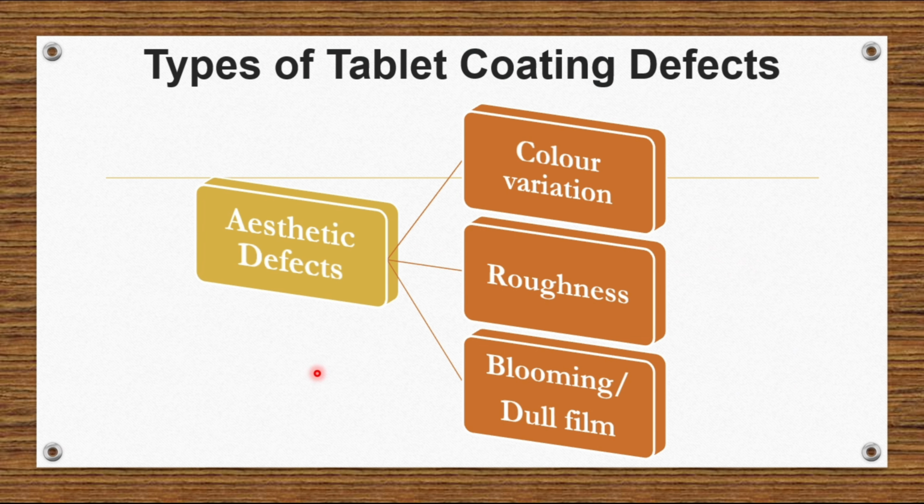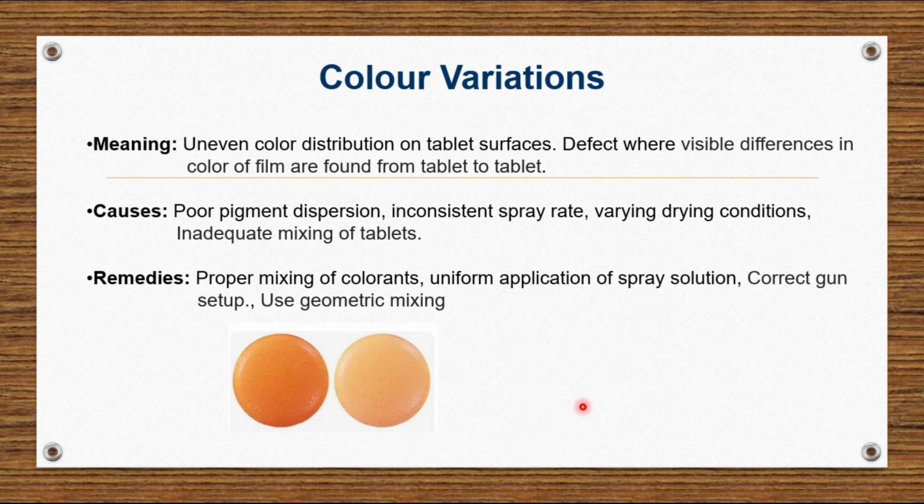Now, types of tablet coating defects related to aesthetic defects. What are the aesthetic defects? It is the overall appearance of the coated tablets. Number 1, color variation. Number 2, roughness. Number 3, blooming or dull film. Now, color variation means uneven color distribution on the tablet surface. It is a defect where visible differences in the color of the film are found from tablet to tablet. Look at these images. Both have the same color but different shades.